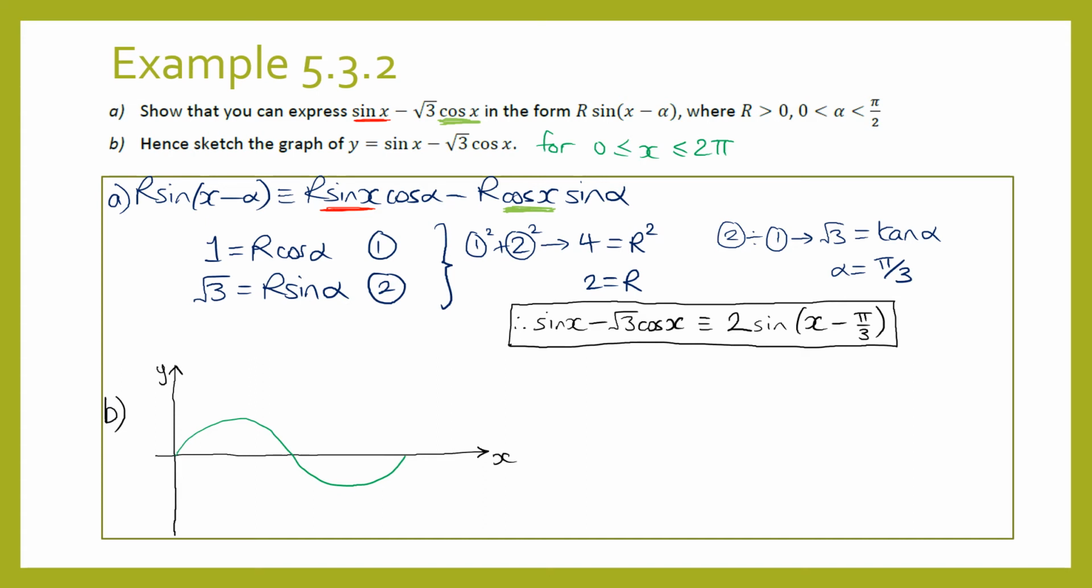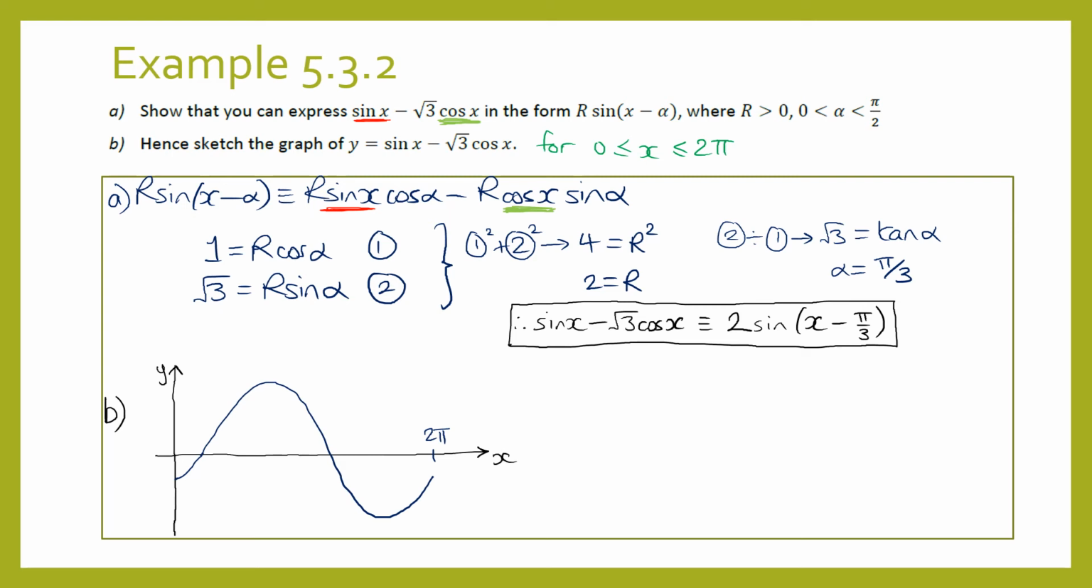So I've done a terrible sketch of the basic sine graph, but I'm just going to use that as a reference point. I'm going to get rid of it in a moment. So that needs stretching by a scale factor of 2 in the y direction, and then translating to the right by pi over 3. So here's my attempt. I'm just going to get rid of the original sine graph that I used as a reference point. So this is one full period of our graph.